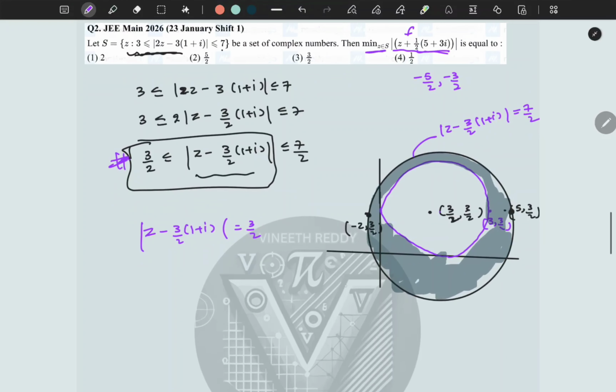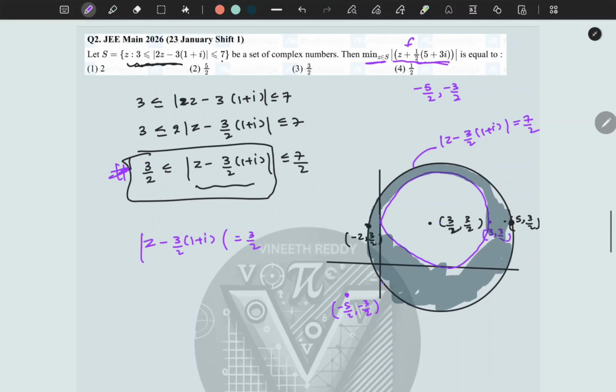Minus 5 by 2 comma minus 3 by 2 will be somewhere in the third quadrant. Actually, strictly speaking, dear students, we should find the position of this point with respect to this circle. But even if the point lies inside the circle, the logic will still remain the same. The point can be anywhere in the circle, but what will be the minimum value? The minimum value will be something like this.